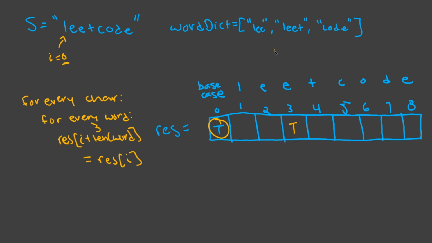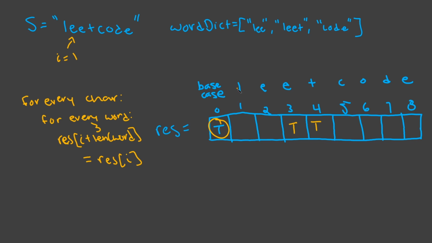So now we want to check our next word, which is going to be leet. And leet is length 4, and let's see, the first 4 characters of this starting at I equals 0 are equal to leet, so we're going to set I equals 4 to true. And now we go on to the last word, code. We know that's not the first 4, so we're not even going to entertain that. And now we just go over to I equals 1.